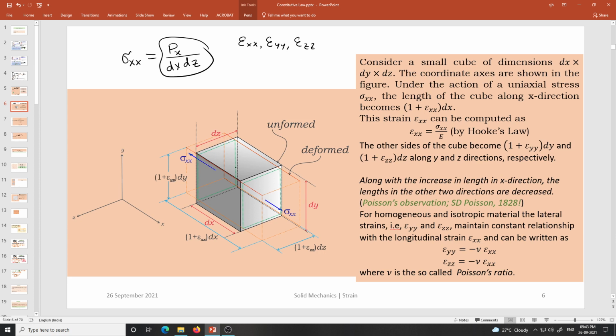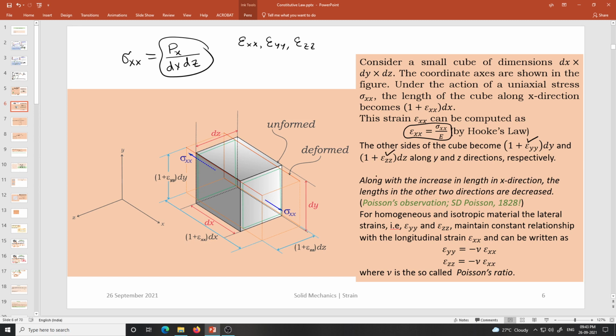Now, following our definition of strains, one can measure the deformed length along the x-axis, which is 1 plus epsilon xx times dx, along the y-axis 1 plus epsilon yy times dy, and along the z direction 1 plus epsilon zz times dz. Now, using the simplified version of Hooke's law, one can calculate epsilon xx as sigma xx over E. However, at this moment we do not know the direct strain values epsilon yy and epsilon zz.